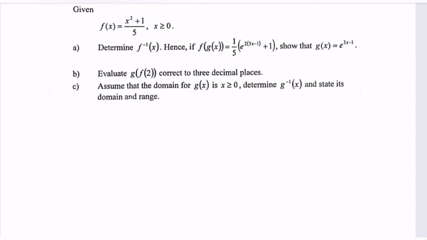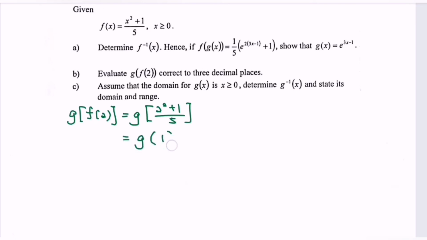Kindly refer to part B. Evaluate gf for the value of x equal to 2. So substitute: gf of 2 is g of (2 squared plus 1) over 5. Based on this, we have g(1). So substitute the 1 into the function g(x). Here we have e to the power of 3 minus 1, so gf of 2 is equal to e to the power of 2, or expressed in decimal, correct to 3 decimal places, 7.389. That is the solution for part B.